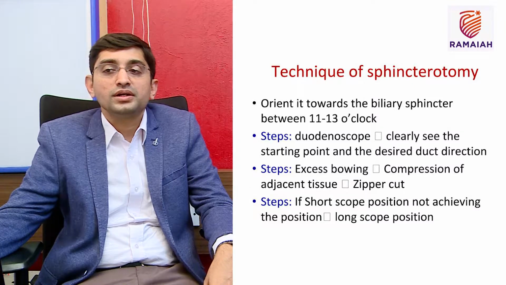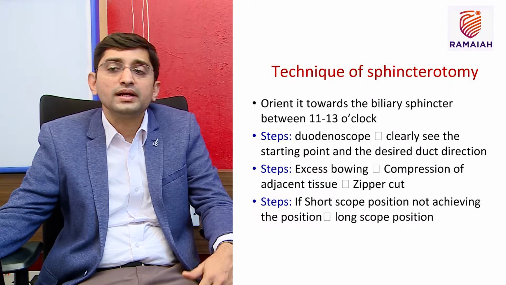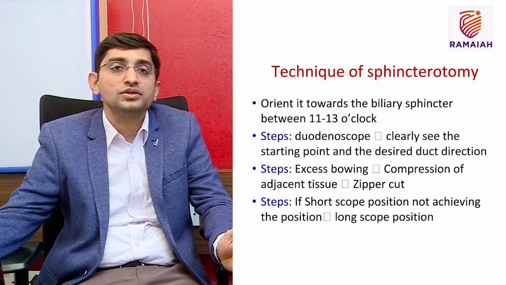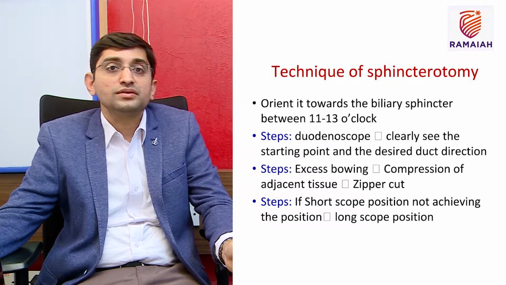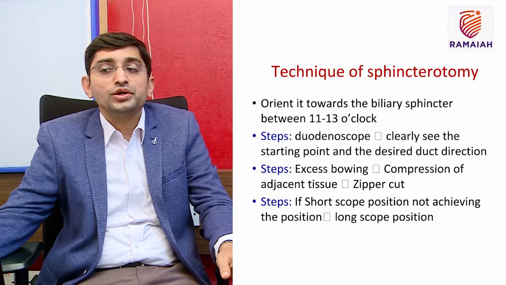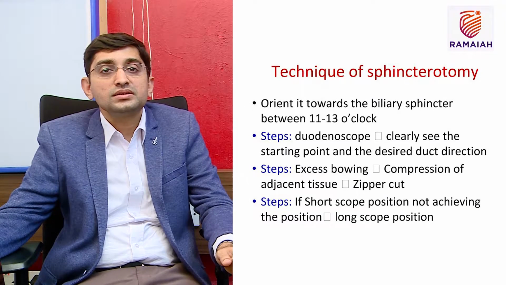So that is very important. We should always orient the duodenoscope and see what the starting point of the cut is, and whether it is in the desired portion of the cut. Excessive bowing should be avoided because there can be a chance of a zipper cut.